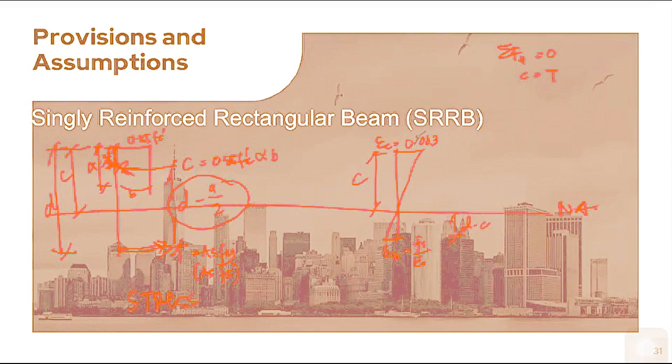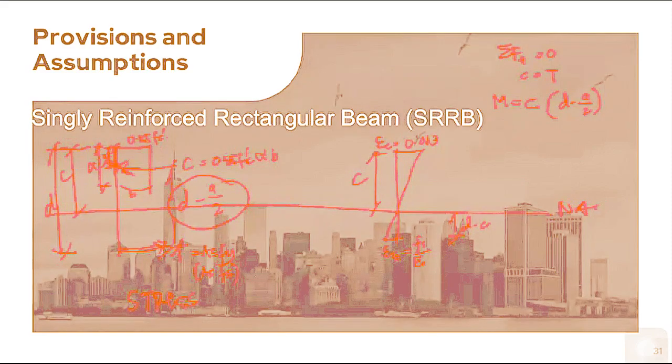So your moment is equals to C or T multiplied by the moment arm. Yan. So depende kung given yung C, gamitin mo yung C. Kung hindi, gamitin mo yung T dito. So makukuha mo yung moment. Also, kung T naman, so kung C muna. So if C ang gagamitin natin, so M equals, what is C? That is 0.85 Fc prime alpha B multiplied by D minus alpha over 2.